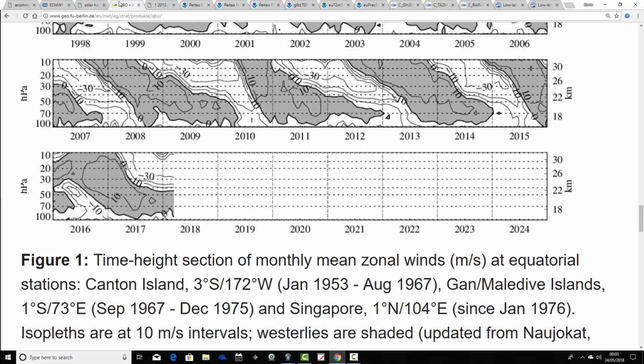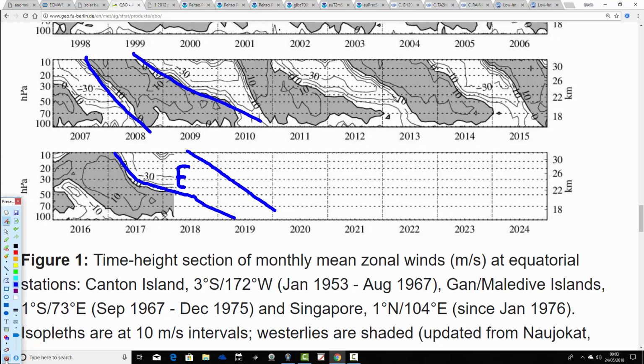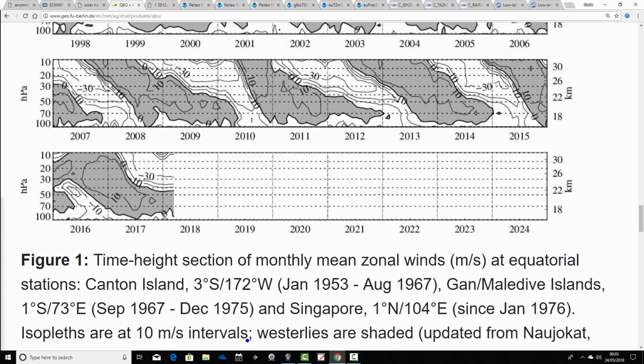We'll also be keeping a close eye on the QBO. Will there be any shift into a westerly QBO? This is where we currently are with the quasi-biennial oscillation. This is from the University of Berlin, where when you're in this white area, that is the easterly QBO. We are firmly in an easterly QBO right now. The dark areas, those are the westerly QBOs. We're expecting the transition from an easterly to a westerly QBO to begin very soon.